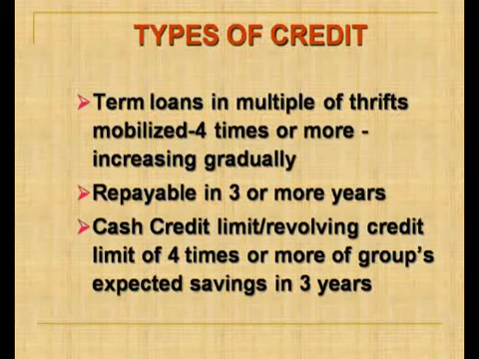The other way of credit is CCL, or cash credit limit, or revolving credit limit, which is 4 times the group's saving, and this is supposed to be paid in 3 years. So these are various types of credit given in SHGs.